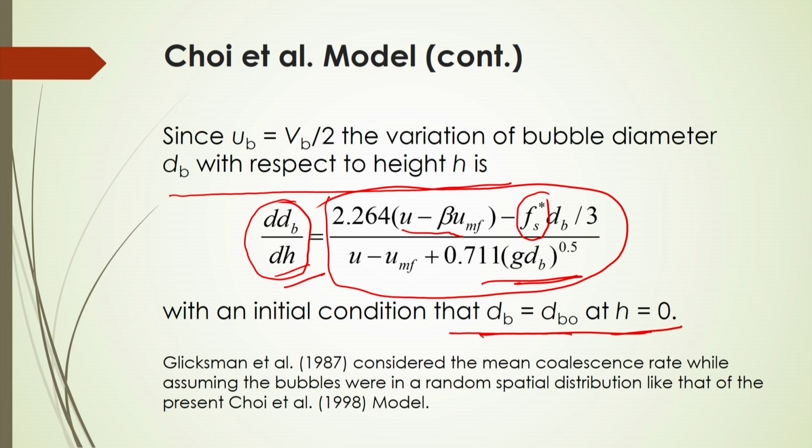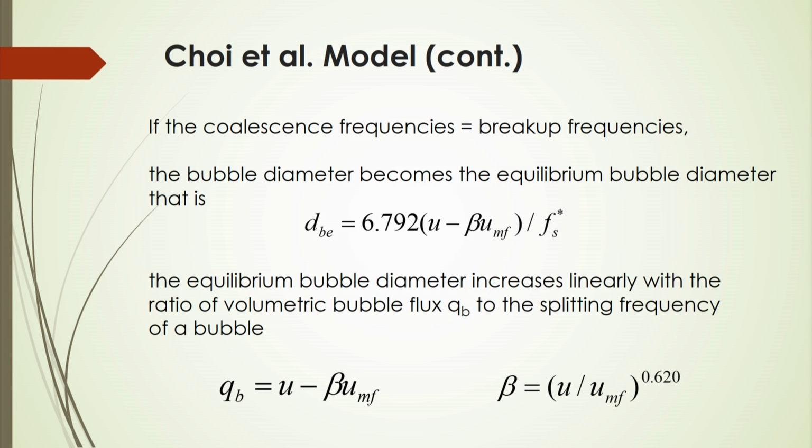So, with this initial condition, if you integrate this, you will have the bubble diameter with respect to height. Now, Glicksman et al. 1987 considered the mean coalescence rate while assuming the bubbles were in a random spatial distribution, like that of the present Choi et al. model here.